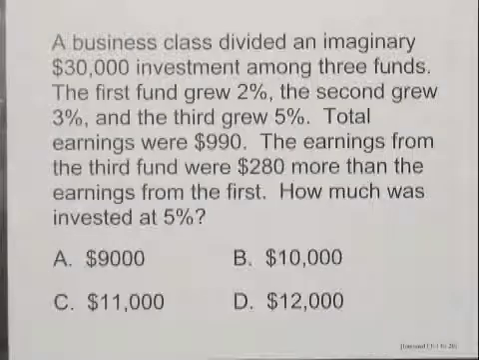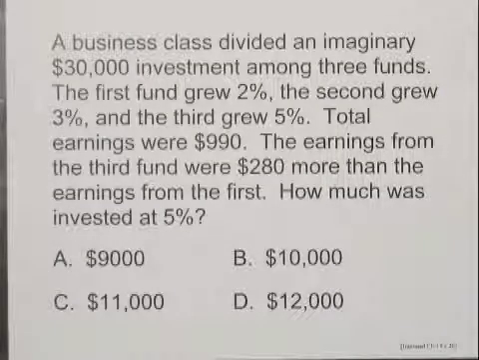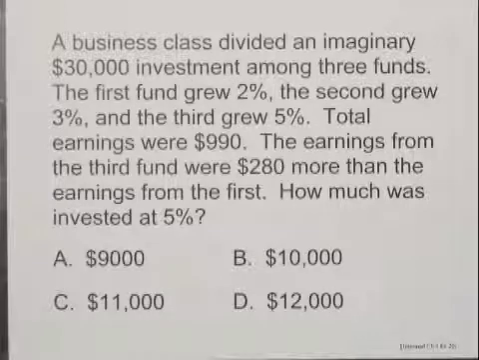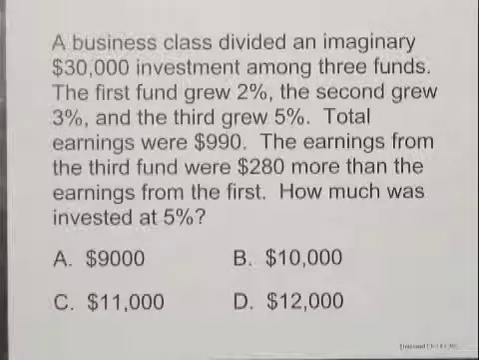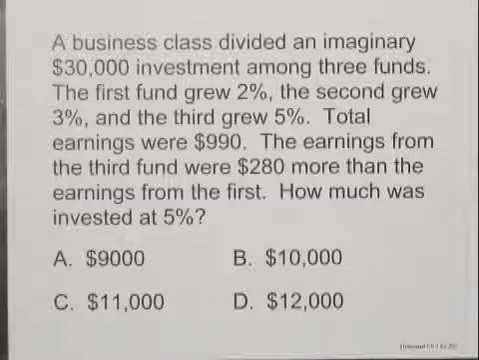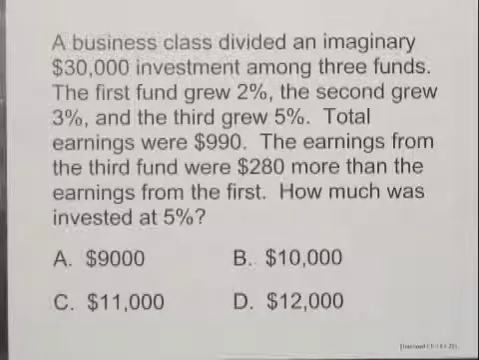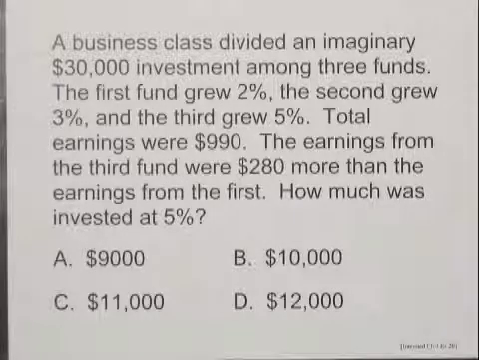A business class divided an imaginary $30,000 investment among 3 funds. The first fund grew 2%, the second grew 3%, and the third grew 5%. Total earnings were $990. The earnings from the third fund were $280 more than the earnings from the first. How much was invested at 5%? And we're asked to choose an answer from these 4 choices.